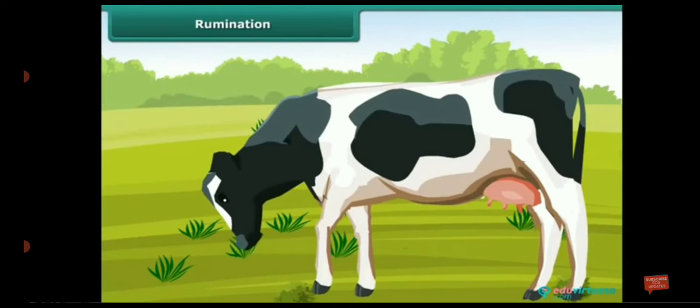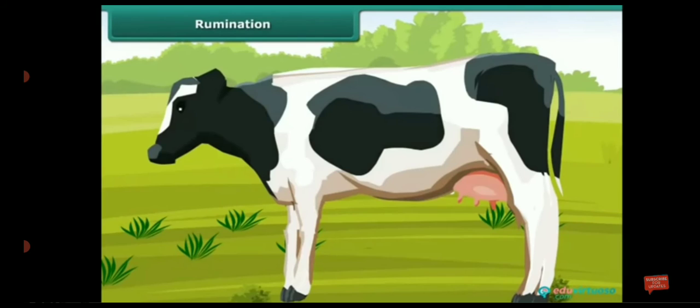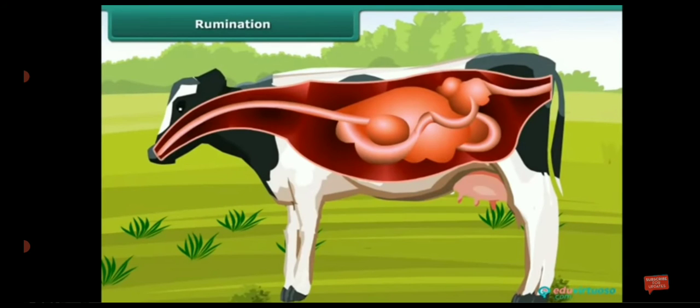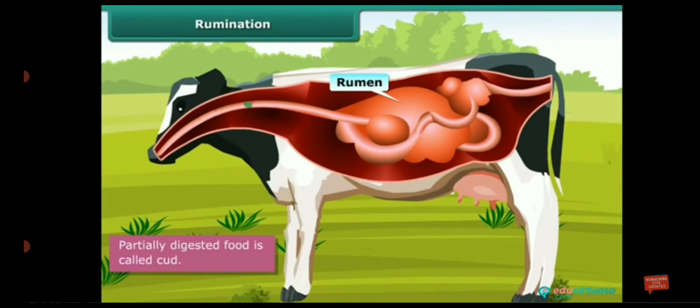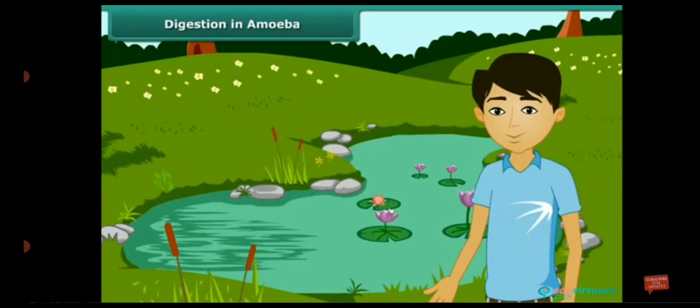Have you observed a cow chewing continuously even when it is not eating? What happens is it quickly swallows the grass and stores it in the rumen. Here the food gets partially digested and is called cud. Later the cud returns to the mouth in small lumps and the animal chews it. This process is called rumination, and these kinds of animals are called ruminants.